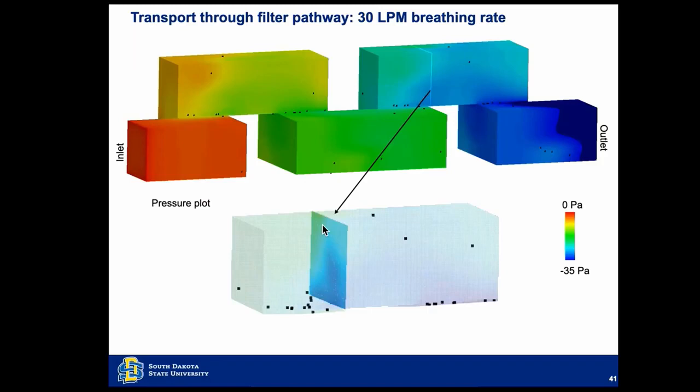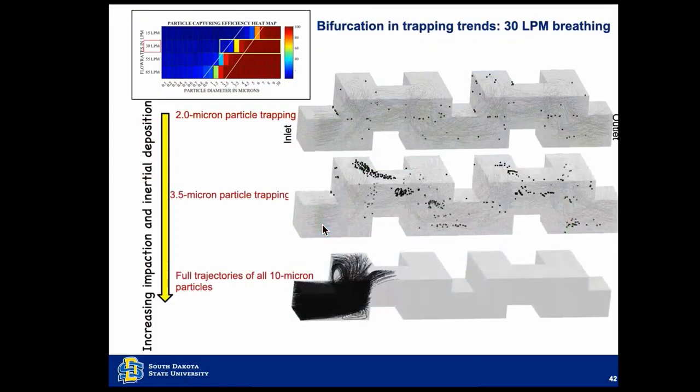And this screenshot tells you the overall trapping trends for different particle sizes. You can see that at least this particular filter design did not do a very great job of screening the 2 micron particles. It did a sort of good job with the 3.5 micron particles. And for 10 micron particles, almost all of them were trapped at the very first bend of the design.